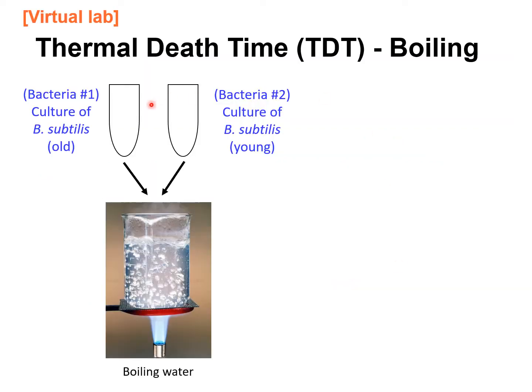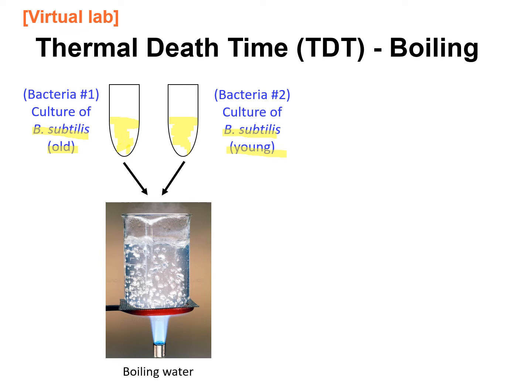So what you're going to do, you're going to be given two tubes, okay? These tubes are going to have the broth, and of course, you're going to inoculate it with the sample. So they both have the broth along with the sample. This one has the sample of the B. subtilis old, so the old culture, and then this one has a much younger sample of the B. subtilis.